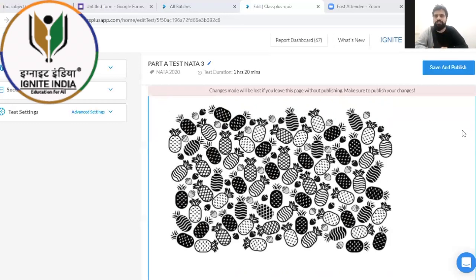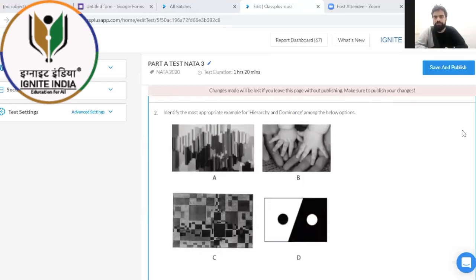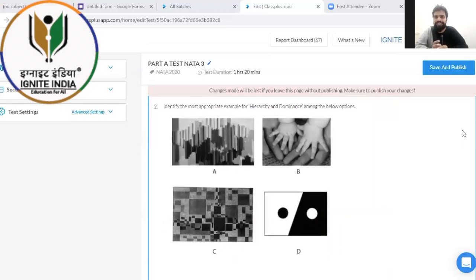Now let's go to the next question, which is here in PTQ only, but from here onwards question number 2 is slightly different. Normally you get 16 words, here you are getting 4 different images and 2 words which derive one picture, and here you have to identify the most appropriate example for hierarchy and dominance.